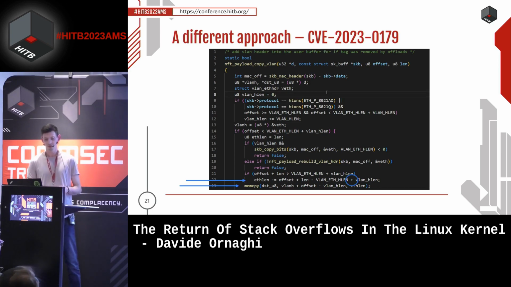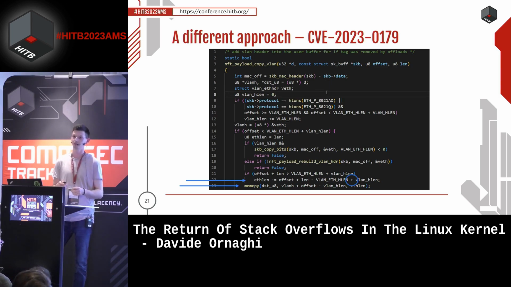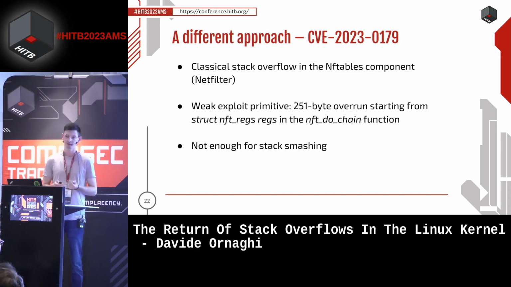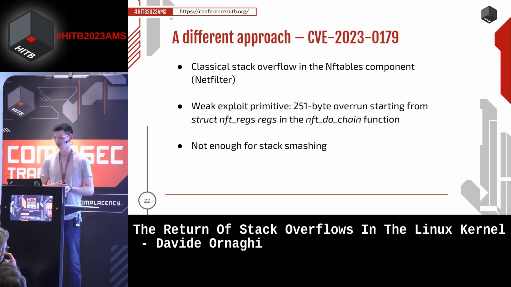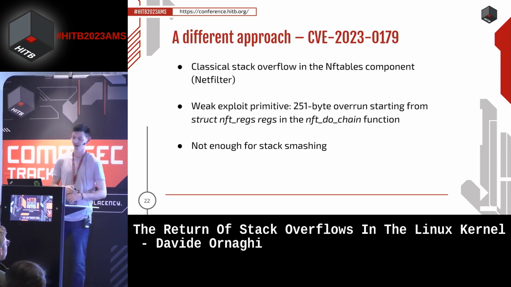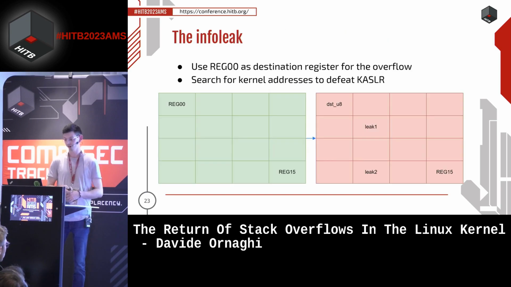What are these registers? Just a basic data structure. You can think of it as an array that the user can control in some way. So if you can write kernel stuff to the registers, you can then read them and obtain a complete info leak, which is what I did. Actually it's a 251 byte overrun, because the first register you don't really control, from the reg structure in the nft_do_chain function of the nftables component. This is not enough for stack smashing, even if you wanted to. Of course, that's not a practical solution, but it can always be considered.